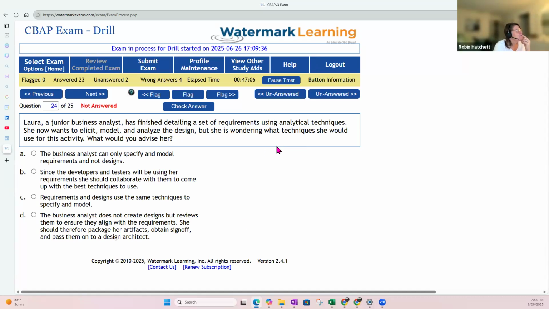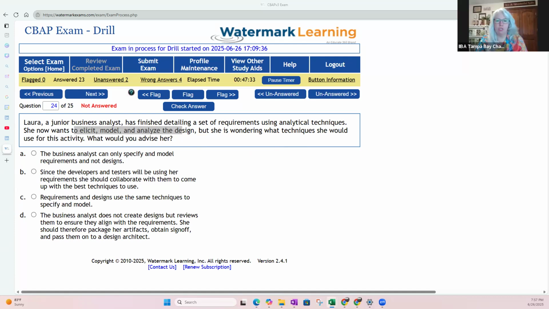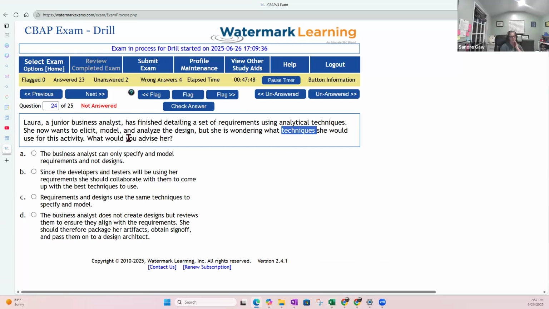Laura, a junior BA, has finished detailing the set of requirements using analytical technique. She now wants to elicit, model, and analyze the design, but is wondering what technique she would use for this activity. What would you advise her? So if she wants to do this, is she analyzing future state? What do you think? Define future state? Is that what she's doing? Or is it a different task? Okay. So if she wants to use a technique, we need to know what the techniques are in define future state. What would you advise her?